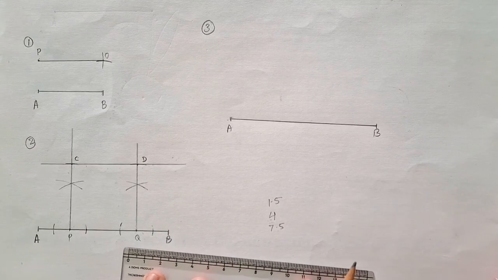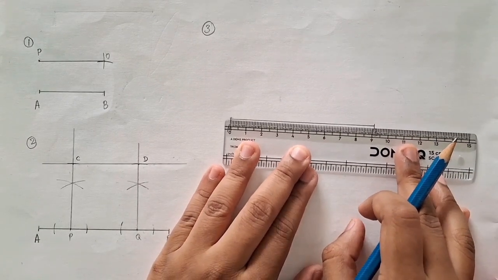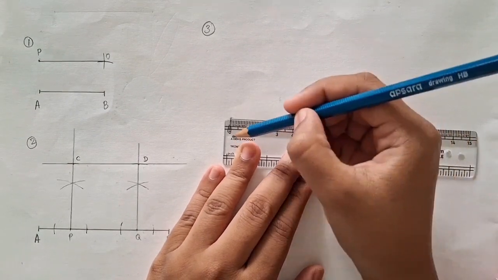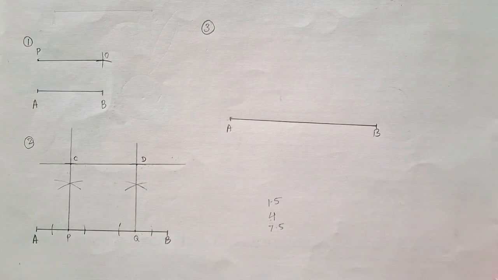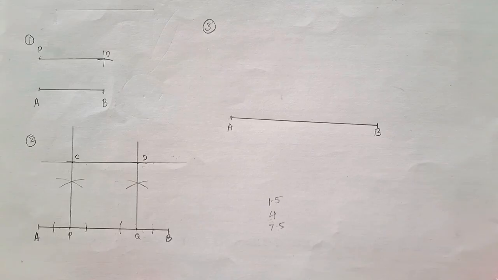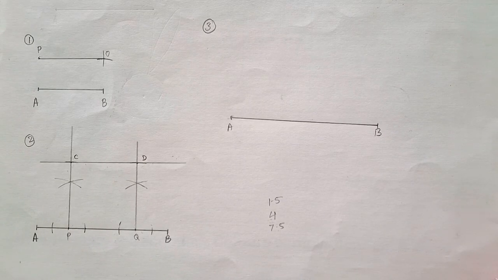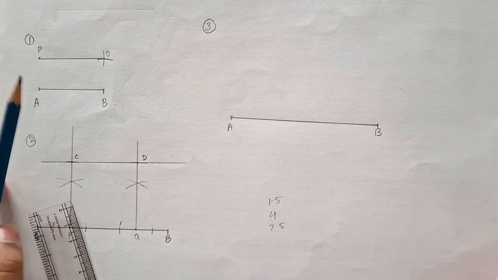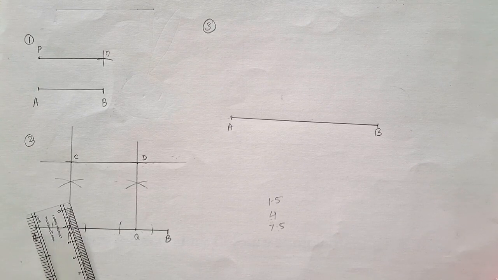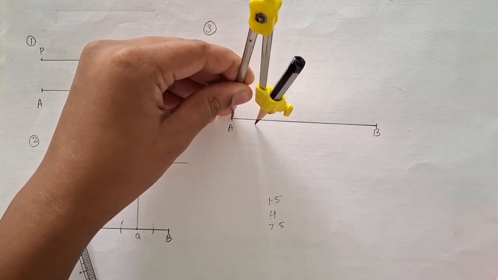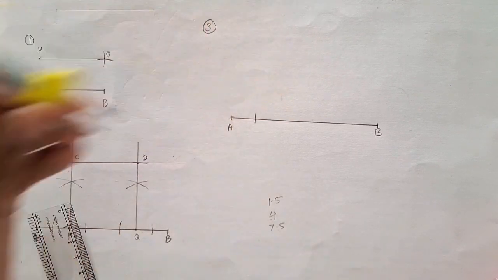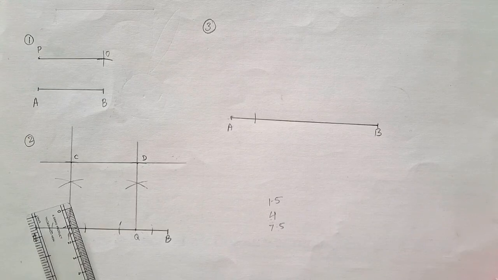So now I can directly mark these points with the help of a ruler by using these measurements, but I will not do it that way as we need to construct each and everything. The more amount of construction you show, more marks you get. So I will make the use of arcs and I will take 1.5 as the radius and mark an arc from point A.